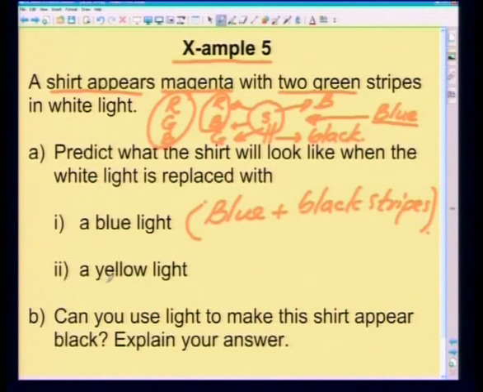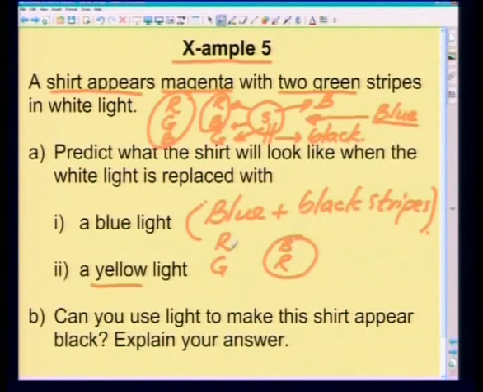Right. Now, if we have a yellow light, what is going to happen? Now, we need to be quickly careful about yellow, because what are the colors for yellow? We have red and green. Okay? So here is the shirt. It is magenta when it is white light. So it has got, again, blue and red. In white light it's magenta, and it also had the green.